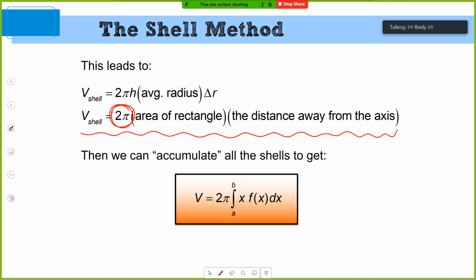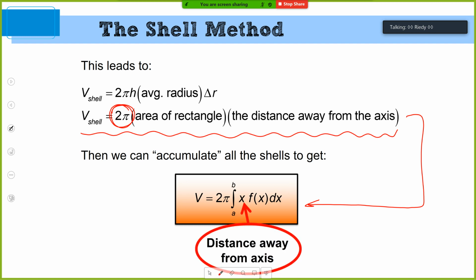Okay, now, how did I make the transition from here to here? Well, that x represents the distance away from the axis of revolution. How far is that representative rectangle from the axis of revolution? f of x times dx is going to be our area of the rectangle. So these are things that we've done before as individual components, but putting them together, we get this bizarre shell thing.